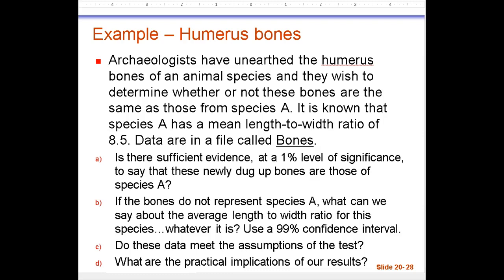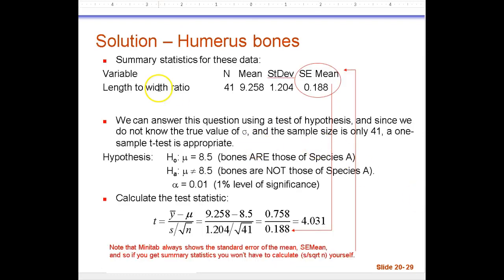Now, another thing to have a look at in this problem is that we are not told the population standard deviation. And if I go to the next slide here, I have some summary stats on the data, and it looks like 41 bones were dug up. We do not know the true population standard deviation, which means we would be using the t-distribution. The t is used when you have to use the sample standard deviation, which is the 1.204, and when your sample size is smaller than 60, which is the case right here.